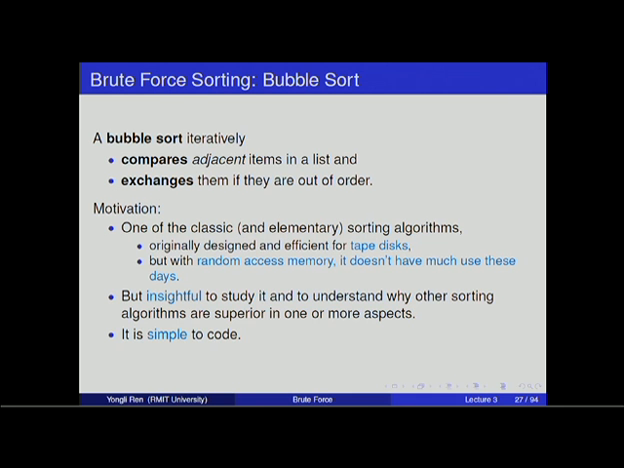Now, let me get your point. The point is, let's go back to the 1970s and 1980s. At that stage, there was no random access memory or anything like that. There were just tape disks. If you still needed to do some sorting, you needed to design very efficient, quick algorithms.